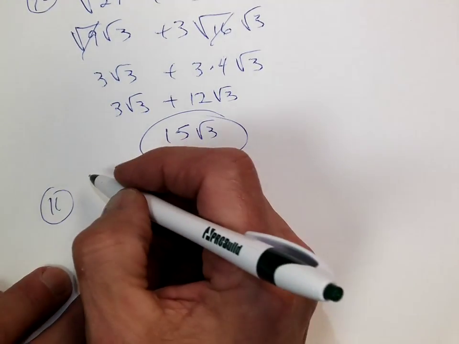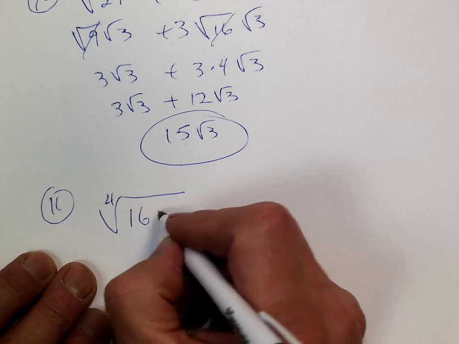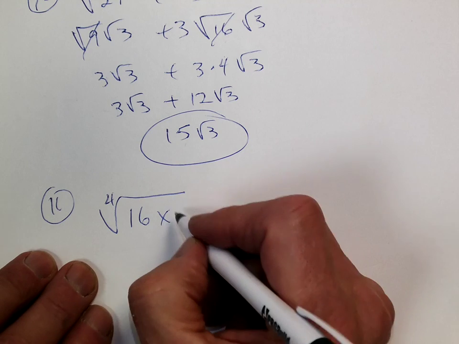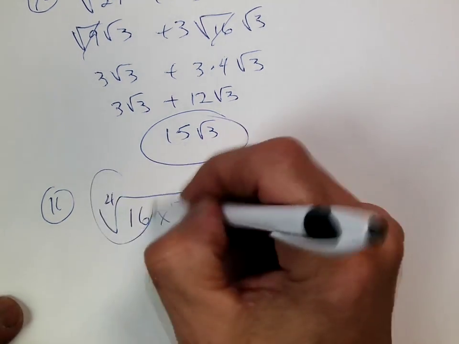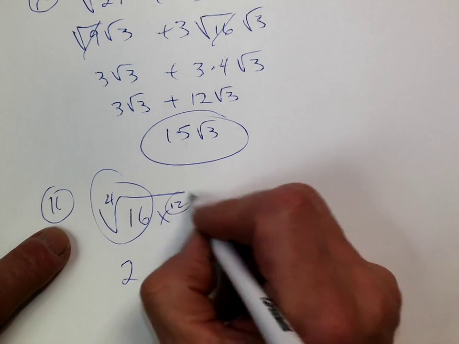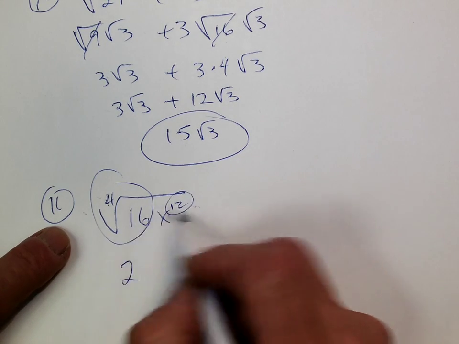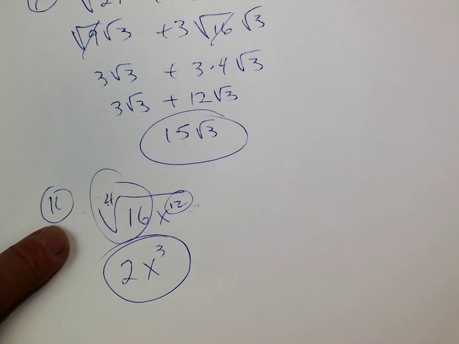11. Fourth root of 16x to the 12th. Okay, to be a fourth root, it needs something times something times something times something, right? Turns out to be 2. 2 times 2 is 4 times 2 is 8 times 2 is 16. So there really is a 4th root of 16. 4th root of 16 is 2. And then we're going to take 1/4 of the exponent. So we take a fourth of that, which is just x to the third. That's my answer.